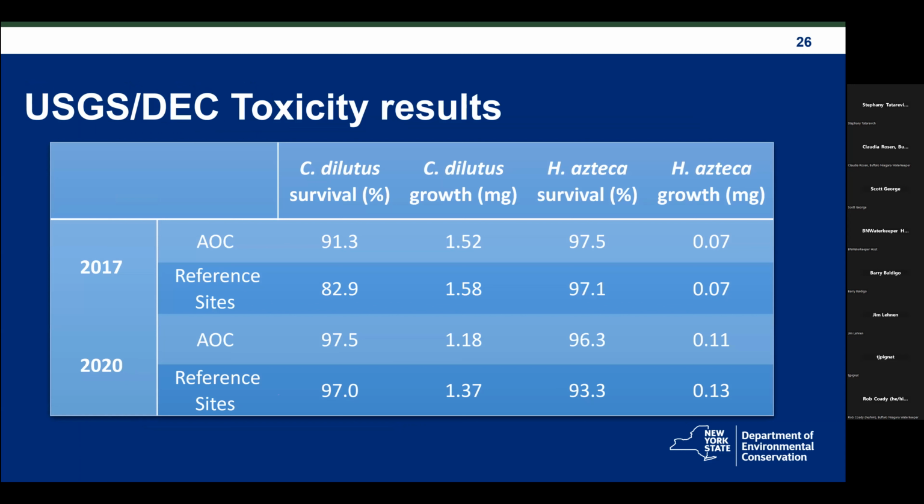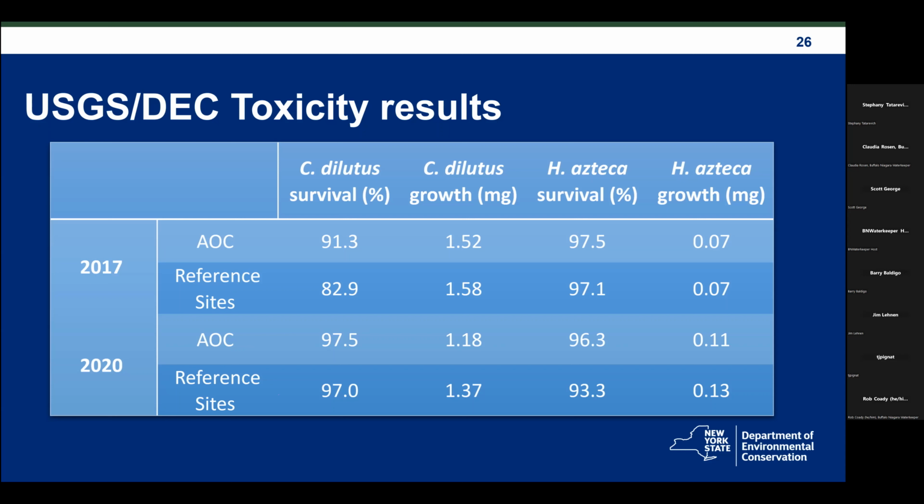So this table shows survival rates and growth of both organism species using sediment samples collected by USGS and DEC. The table provides average survival rates for the bugs within the Buffalo River AOC and the reference locations for both 2017 and 2020. So here we see that the survival for C. dilutus in 2017 and 2020 in both the AOC and reference sites were in the 90s, except the reference sites in 2017, which had a survival rate of 82.9, about 83%.